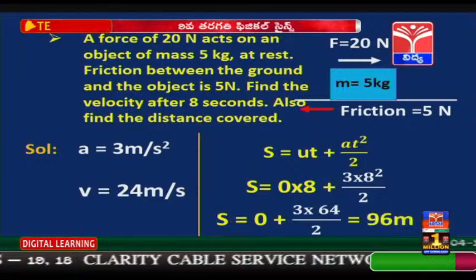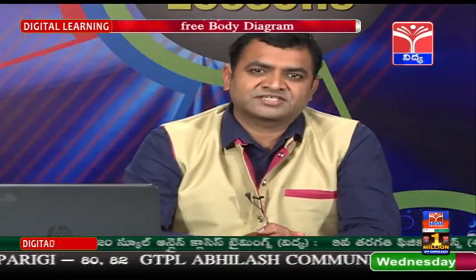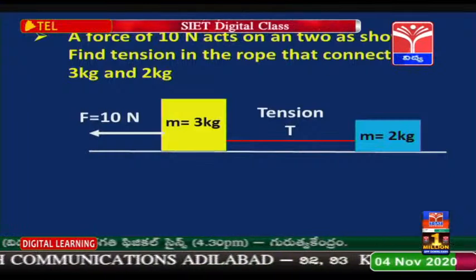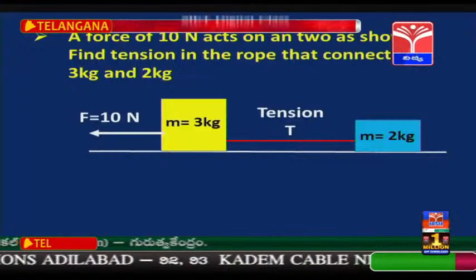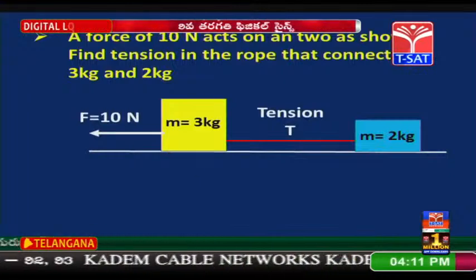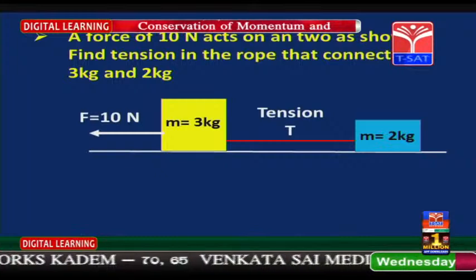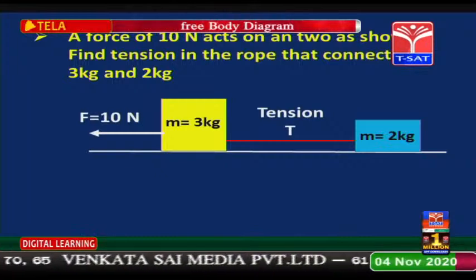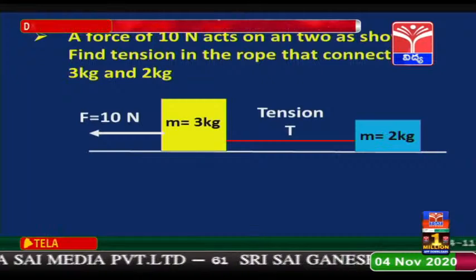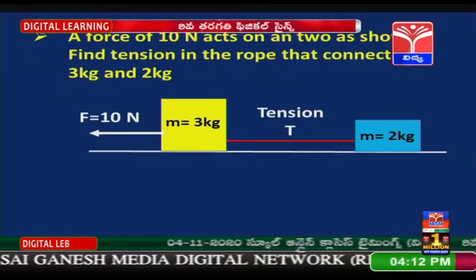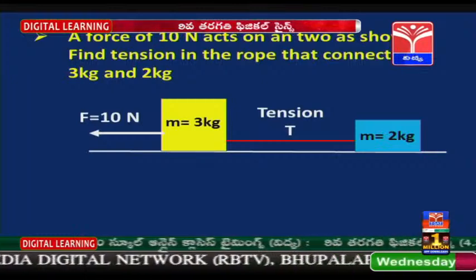Children, let us consider when a force is acting on more than one object. Here we have two objects whose masses are 3 kg and 2 kg. These two are connected by a rope, and when a force of 10 Newton is applied on the 3 kg mass towards the left, a tension is developed in the rope, and due to that tension there will be a force on the mass of 2 kg.